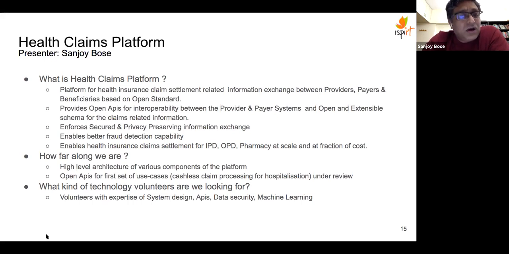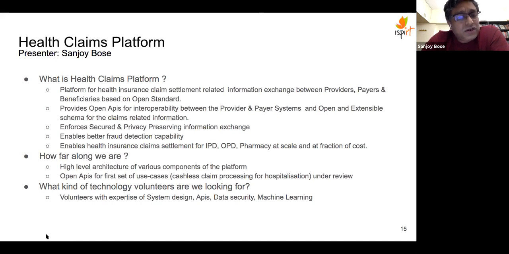So how far along are we? It's still early days. We have started thinking about a high-level architecture of the various components of the platform, the minimal set of components, as Pramod articulated. Open APIs for some of the use cases, primarily basic cashless use cases, are under review.